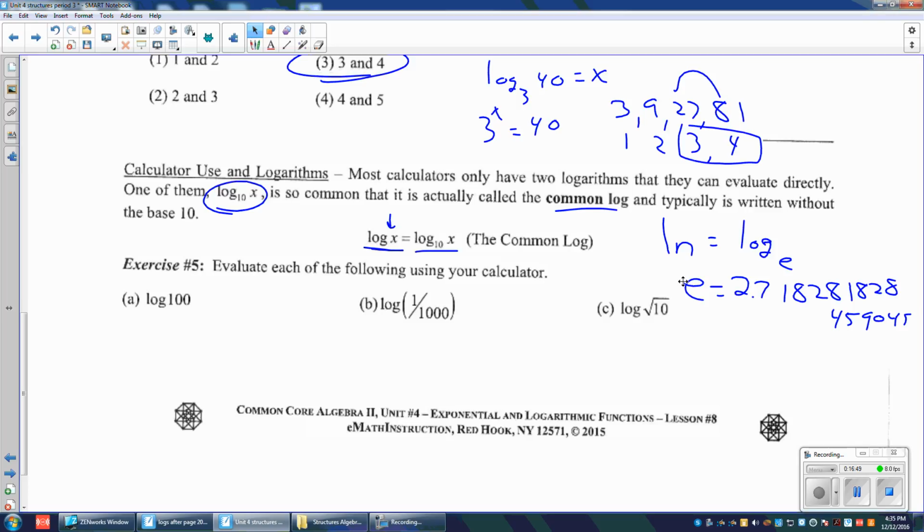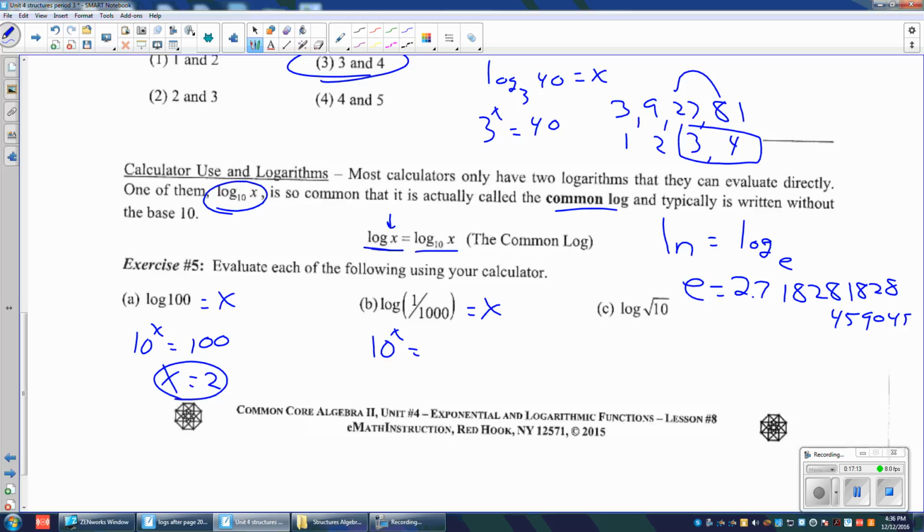Evaluate each of the following using your calculator. Let me see. The base is the base. The answer is the exponent, and it has to equal 100. Let me see. 10 to what power is 100? 10 squared is 100. Okay, now here, the base is the base, and the answer is the exponent. So let me see. This is 1,000, which is the same as 10 to the negative 3. So let me see. They're right there. They're lined up. Common base. So x is negative 3.